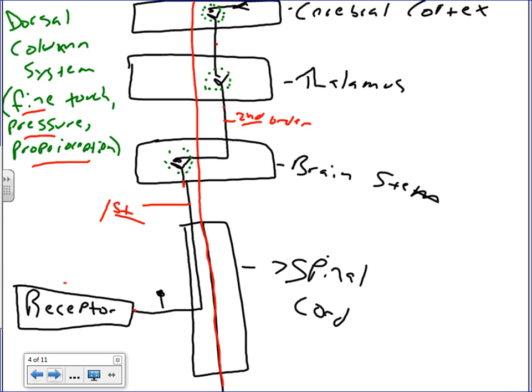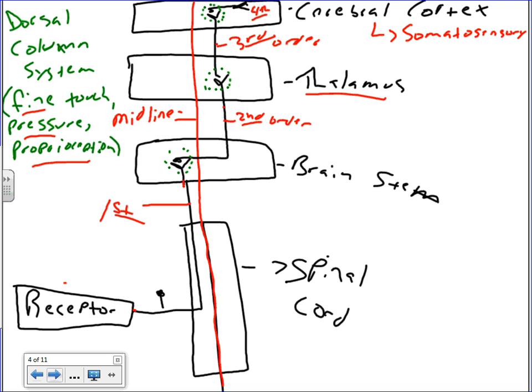Now notice what happens here. This is essentially what we would consider the midline. I know it's not exactly down the middle, but you'll have to bear with my art here. So now what happens at the level of the brainstem with this dorsal column system is that the second order neuron crosses over at about the level of the medulla, and passes upward towards the thalamus. So that would be the second order neuron, and then the thalamus will project to the cerebral cortex, hence the third order neuron. And again, the area of the cortex we're talking about is the somatosensory cortex.